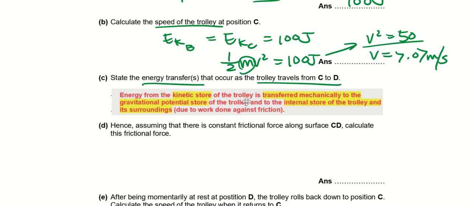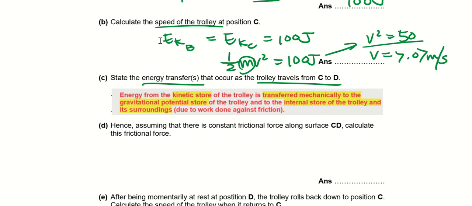Okay, energy from the kinetic store of the trolley at C is transferred mechanically to the gravitational potential store of the trolley at D because there's a height. And when the trolley reaches the maximum height, the velocity is 0. So all of this kinetic energy is transferred to the gravitational potential store of the trolley. But because there's friction, some of it is actually transferred to the internal store of the trolley. The trolley is also going to be heated up, right? Internal store, and also to the surrounding. This is due to work done against friction.